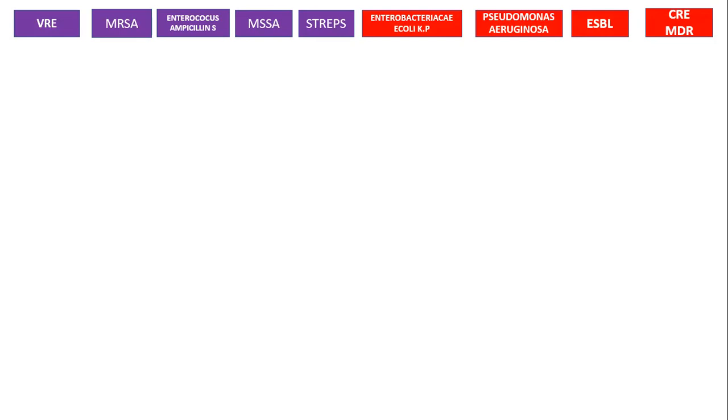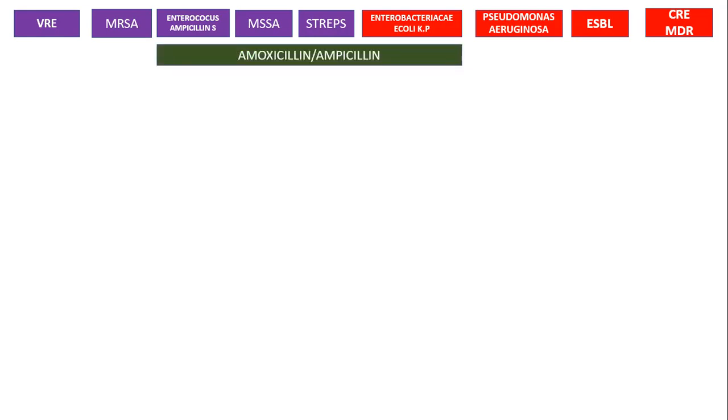While moving on to the red side, we have Enterobacterales like E. coli, Klebsiella, Pseudomonas aeruginosa, and extended spectrum beta-lactamase producers. ESBLs are those which are resistant to ceftriaxone, while CRE is the carbapenem-resistant Enterobacterales, which are resistant to meropenem, imipenem, and multi-drug resistant are those gram-negative organisms which are resistant to 3 or more classes of antibiotics. So amoxicillin, ampicillin have gram-positive coverage and cover some of the sensitive E. coli and Klebsiella. Anti-staph penicillins, nafcillin, oxacillin, cover only strep and staph.